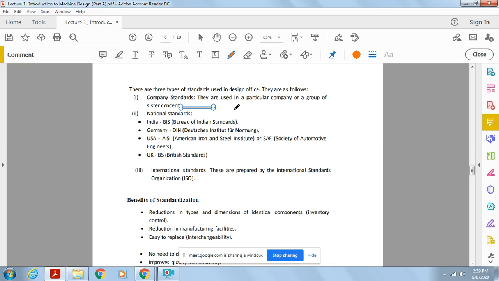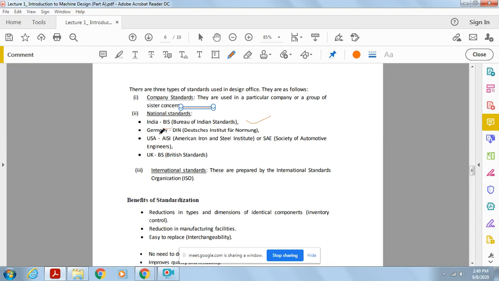Next is the national standard. The methodology adopted in India may not be the same as the methodology adopted in America. Every nation has its own method of standardization. That is called the national standard. Like here you see, India is BIS, the Bureau of Indian Standards.